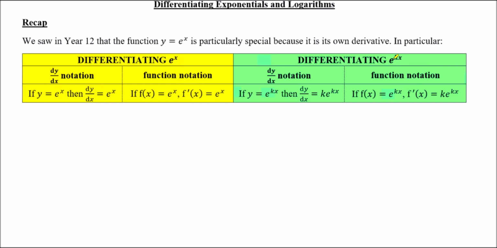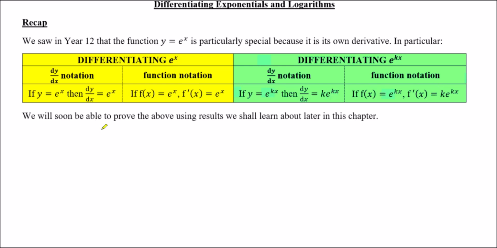Now, if you differentiate e to the kx, we'll prove this later, then it's a similar idea, but the constant in the power drops down to the front, and the power stays glued as e to the kx. So it's almost exactly the same, but just the constant comes to the front. So in dy by dx notation, we have it here, or in f(x) and f prime notation, same deal over here. Like I've said, we'll soon be able to prove the above using results we shall learn about later in this chapter. In particular, what I'm talking about there is the chain rule.